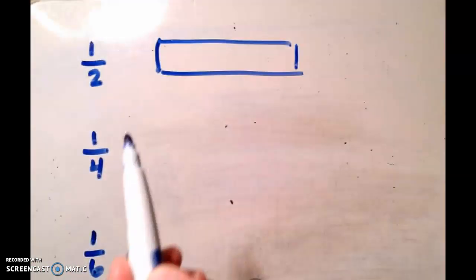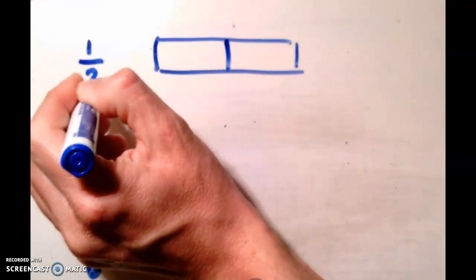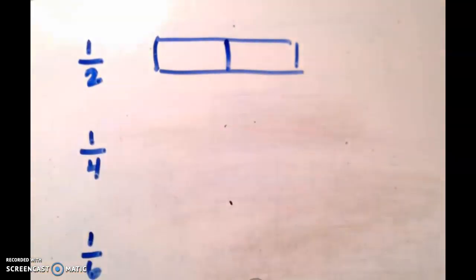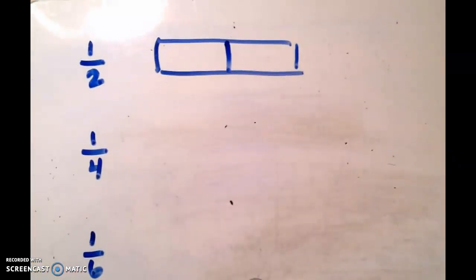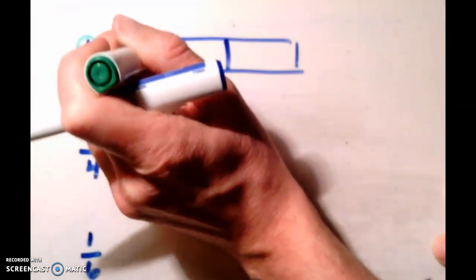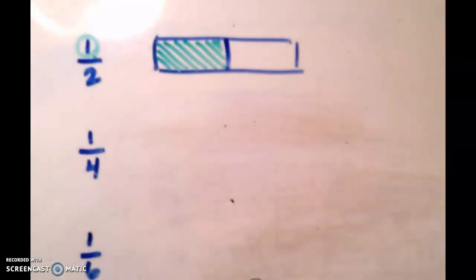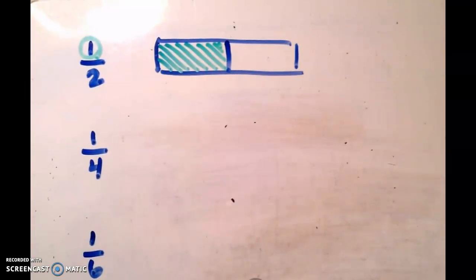let's draw a candy bar, and we're going to split it into two pieces because that's what our denominator says. And if we look at the top number, I'm going to circle it using green because that's how much was eaten out of that candy bar. I'm going to shade that in. Okay, so there's 1/2 eaten of that candy bar.